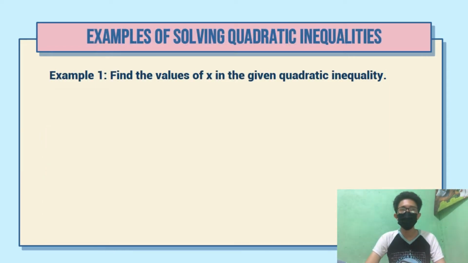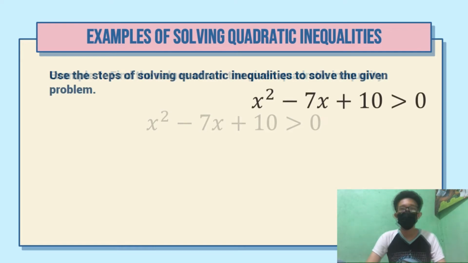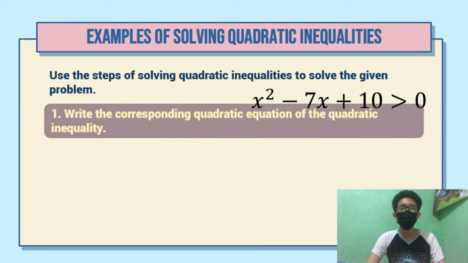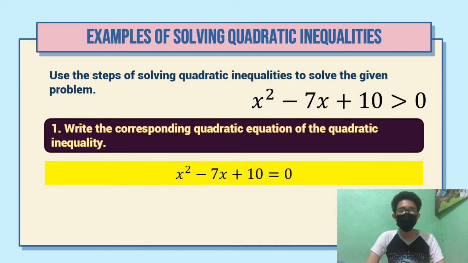So we have here example number 1. Find the values of x in the given quadratic inequality: x squared minus 7x plus 10 is greater than 0. Our first step is to write the corresponding quadratic equation of the quadratic inequality. The greater than in x squared minus 7x plus 10 is greater than 0 will be replaced by equal, so that we will be solving the value of x first to get the meaningful numbers.